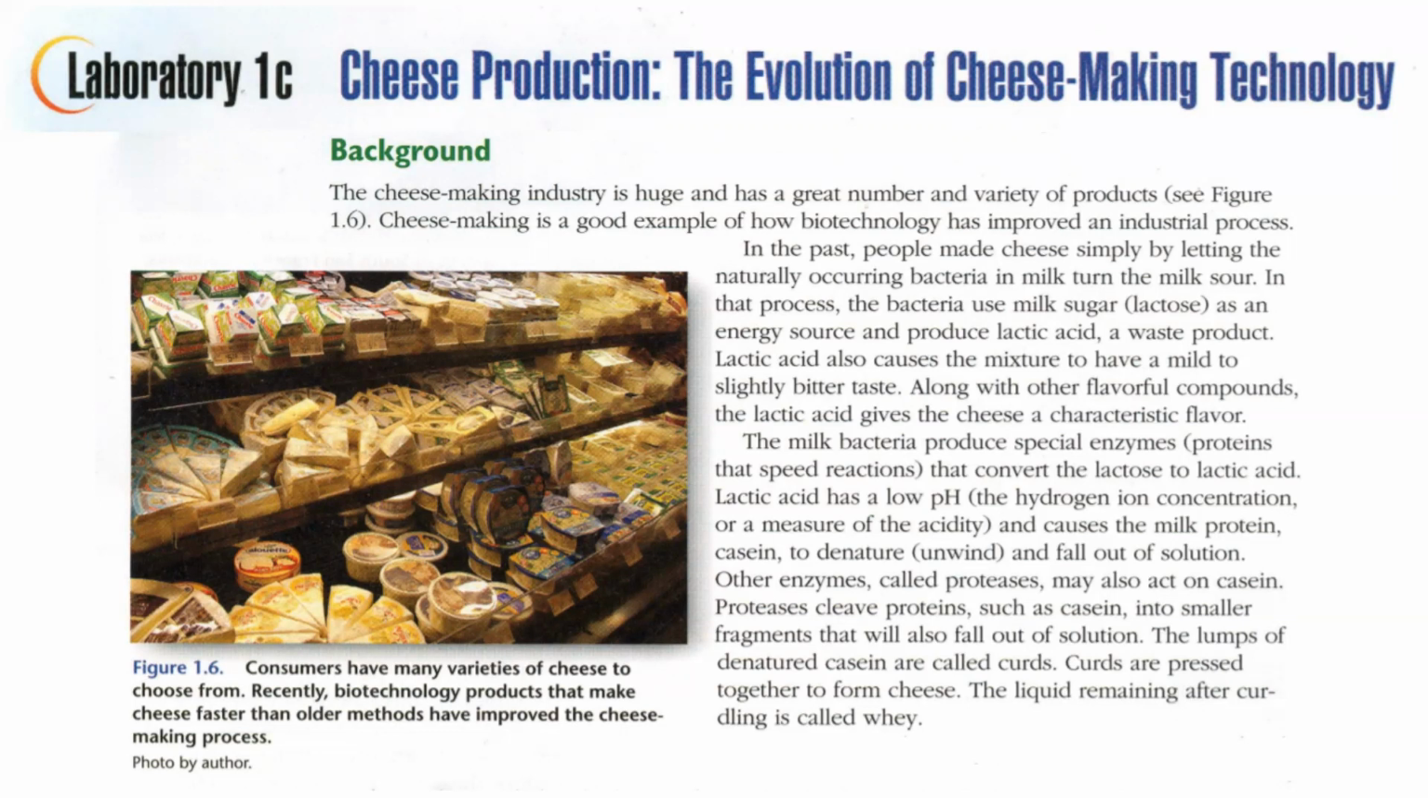Lactic acid has a low pH and causes the milk protein casein to denature and fall out of solution. Other enzymes called proteases may also act on casein. Proteases cleave proteins such as casein into smaller fragments that will also fall out of solution. The lumps of denatured casein are called curds. So the curds are like the solid part that will turn into the cheese. Curds are pressed together to form cheese. The liquid remaining after curdling is called whey.